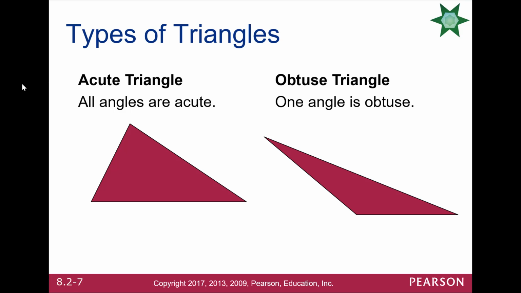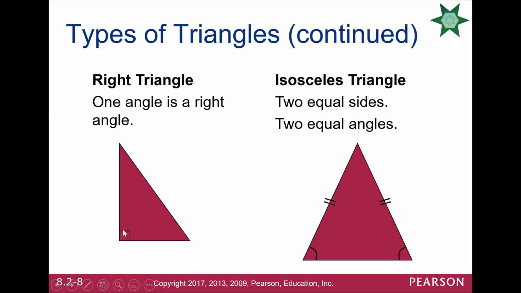We're going to talk about special types of triangles. So we have an acute triangle, where all the angles are less than 90 degrees. We have an obtuse triangle, which of course would have one angle that is greater than 90 degrees. We have a right triangle where we have a right angle. And we also have triangles we call isosceles, which has two equal sides and two equal angles. These base angles are the same.